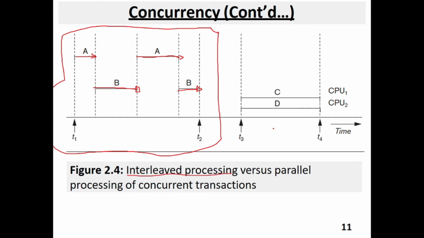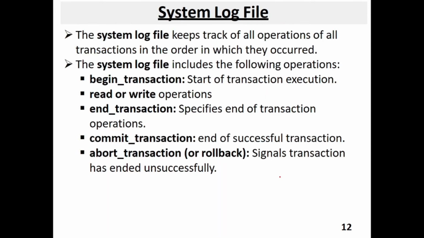processing. Whereas this both transaction A, C and transaction B are at the same time executing or running on different CPUs, so we call this is parallel processing of concurrent transactions. So we express in diagrammatically or interleaved processing and parallel processing looks like this. Good. What is system log file?